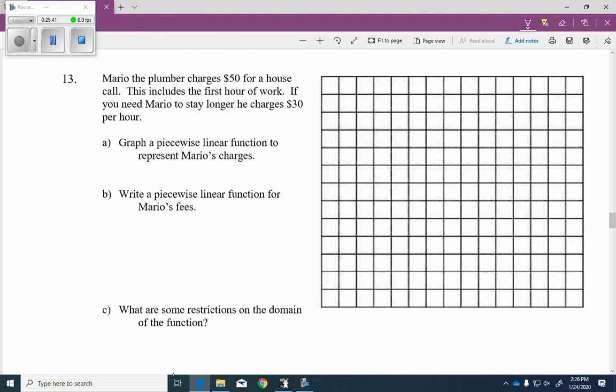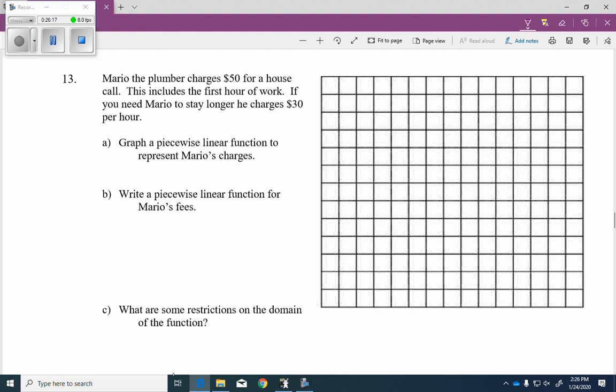Now this one, I am going to make some assumptions here. It's probably the way most people would read it, but we're talking about this plumber who's going to charge $50 for a house call, and it includes the first hour of work. So that very first sentence, really, I think there is no controversy. I am going to pay $50 for him to come to my house and stay for an hour. But then, if I need him to stay longer, he's going to charge $30 per hour.